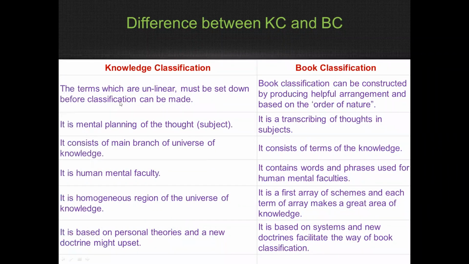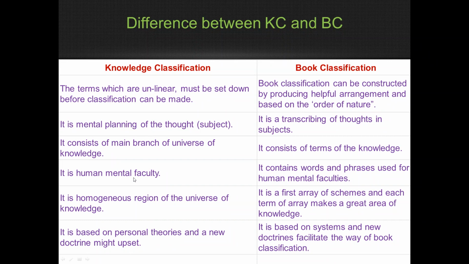Then in knowledge classification, the terms which are unlinear must be set down before classification can be made. Book classification can be constructed by producing a helpful arrangement based on the order of nature. So for what purpose are we doing book classification? So that we can arrange the books helpfully in filing sequence on the shelves, and whenever we want to retrieve one, we will easily get it. For that we are doing book classification.